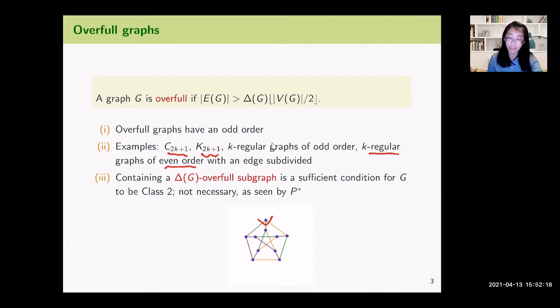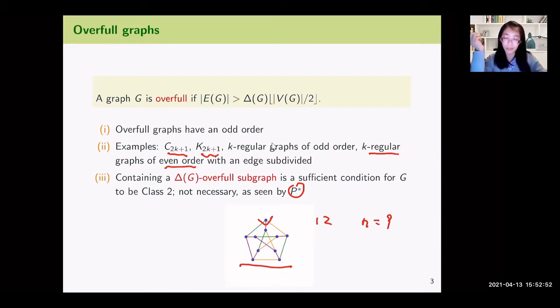One example is the Petersen graph. If we delete one vertex, we call that graph P star. P star is class 2; we still need 4 colors to color the edges. But P star is not overfull. It has 12 edges, right? And the number of vertices n is 9. So you can calculate that P star is not overfull. So containing a Δ(G)-overfull subgraph is a sufficient condition for a graph to be class 2, but not necessary.